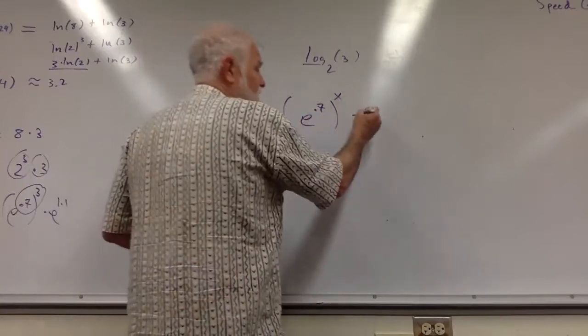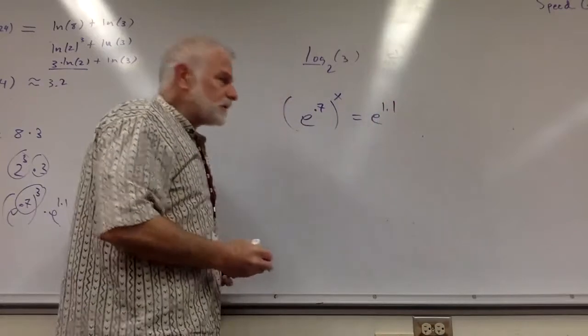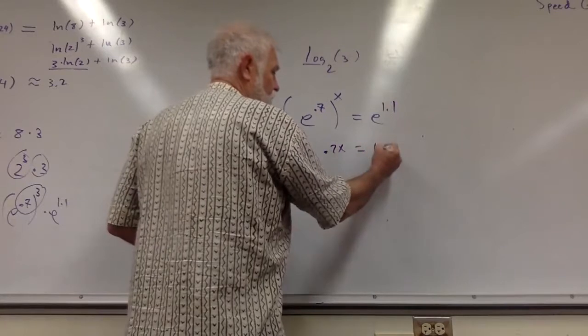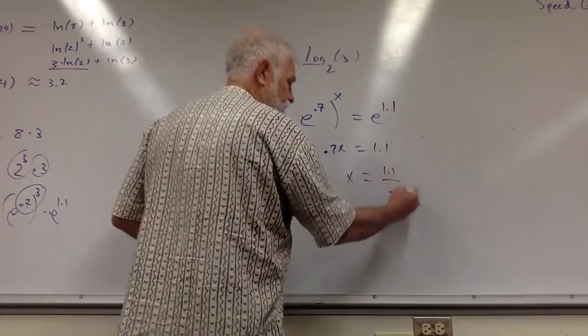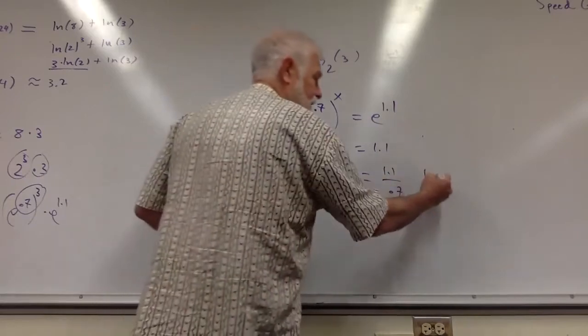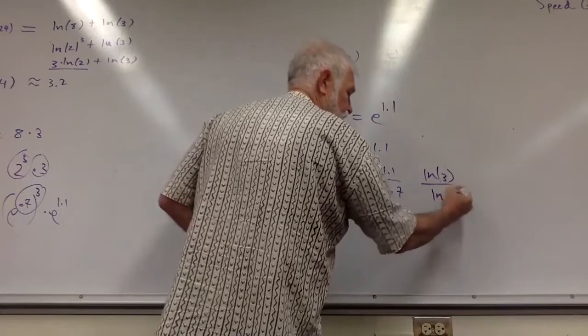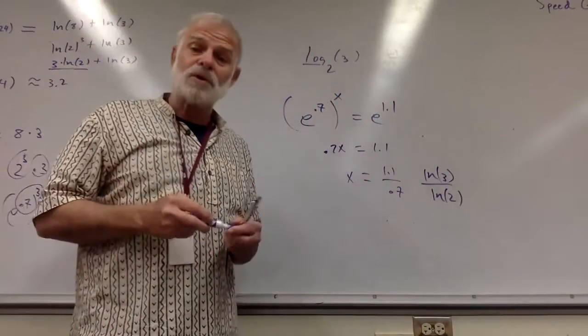And I know 3 is e to the 1.1 approximately. All right, so it looks like 0.7x equals 1.1, which means x is 1.1 over 0.7. I recognize 1.1, that's the ln of 3. And I recognize 0.7, that's the ln of 2. So you're beginning to move into the territory of, oh, seeing some numbers work.